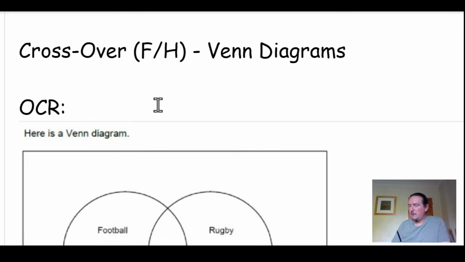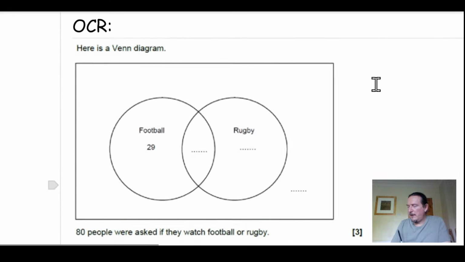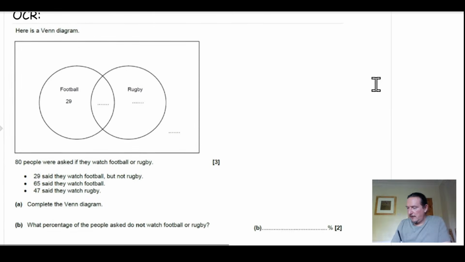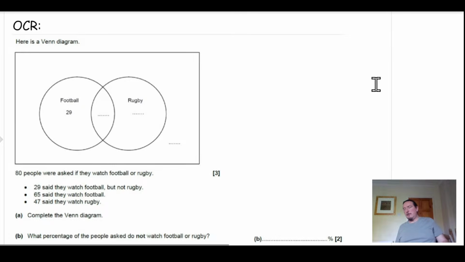Okay, so next one up, we're looking at Venn diagrams. Again, not seen really on all 3 papers, so you can expect to see it on any one of the 3 exam boards. This is OCR's effort at a Venn diagram question. So here's a Venn. We've got one number already on it. 80 people asked if they watch football or rugby. 29 said they watch football but not rugby. That one's actually already on the diagram, isn't it?